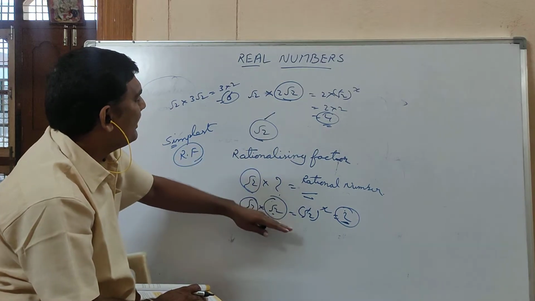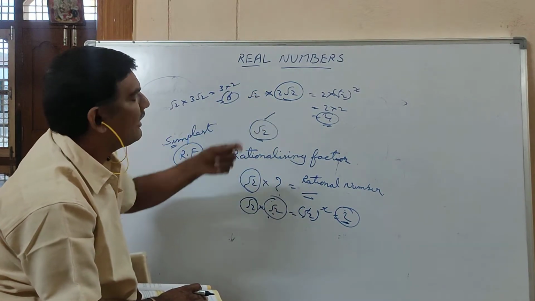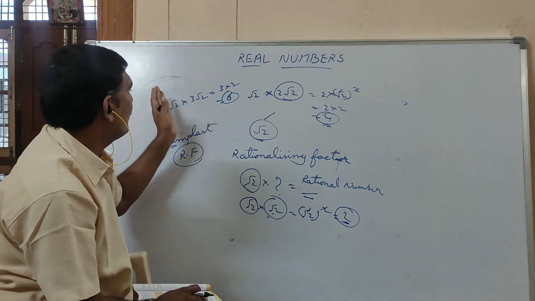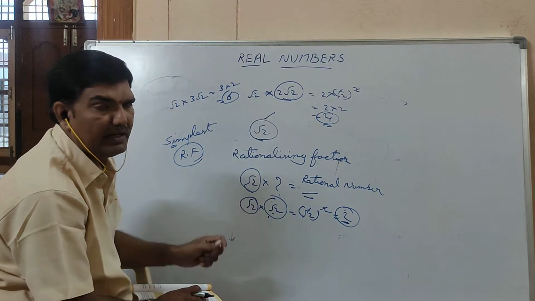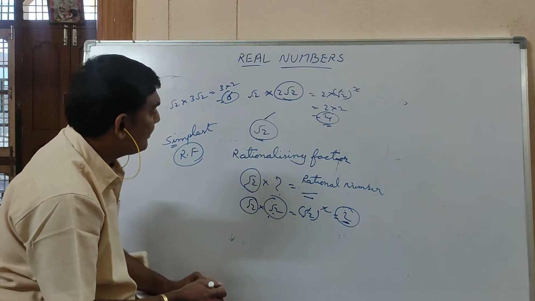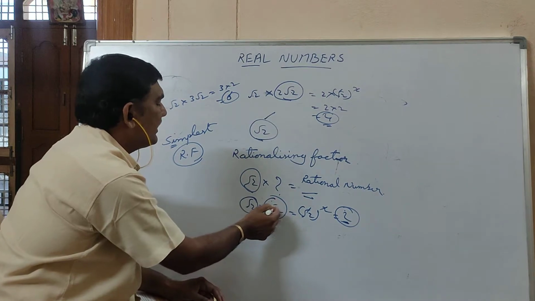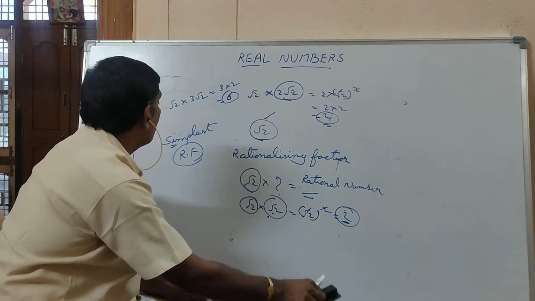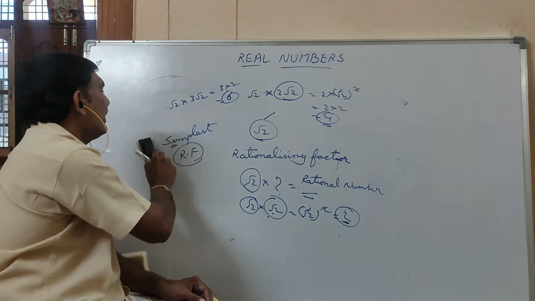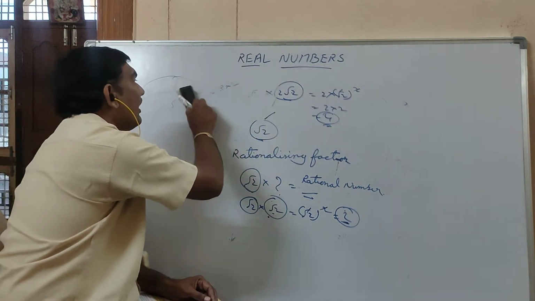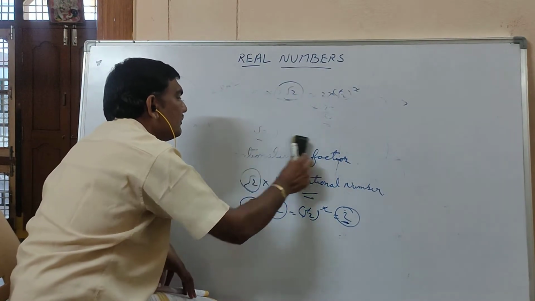Means how many RFs there can be, we can write more: 3 root 2, 4 root 2, 5 root 2, like this. You can write infinite rationalizing factors. But the simplest RF is only one, that is root 2. So this word is very important. Simplest RF.